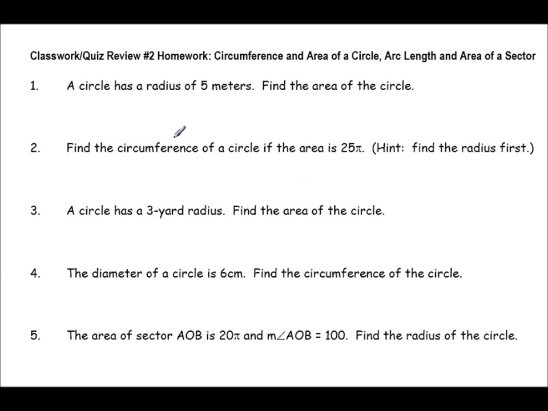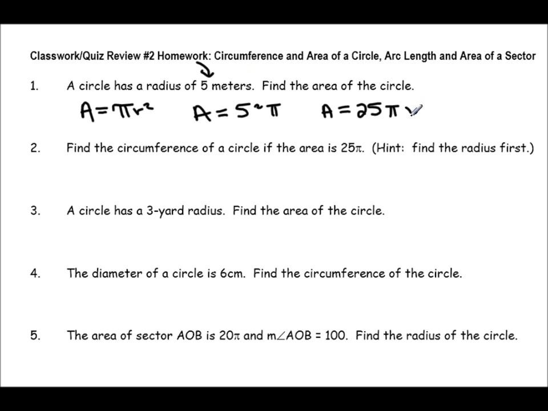Okay, number one, a circle has a radius of 5 meters. Find the area of a circle. So we use the area of a circle formula, pi times the radius squared. And they gave us the radius, so we would take 5 squared times pi. And 5 squared is 25 times pi.